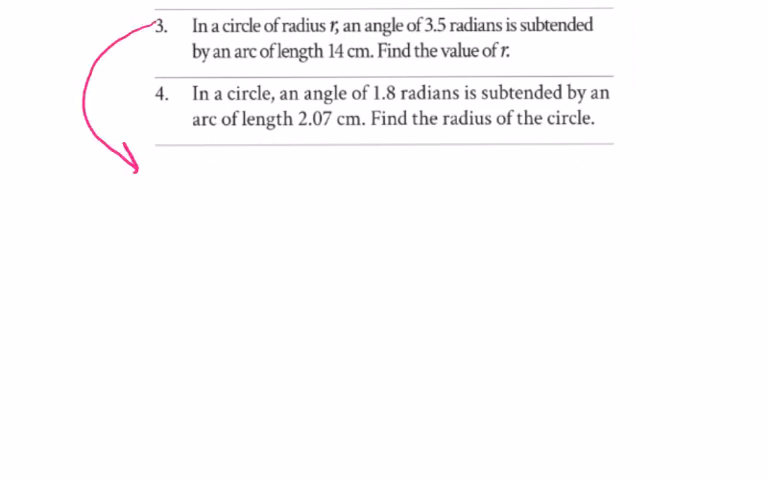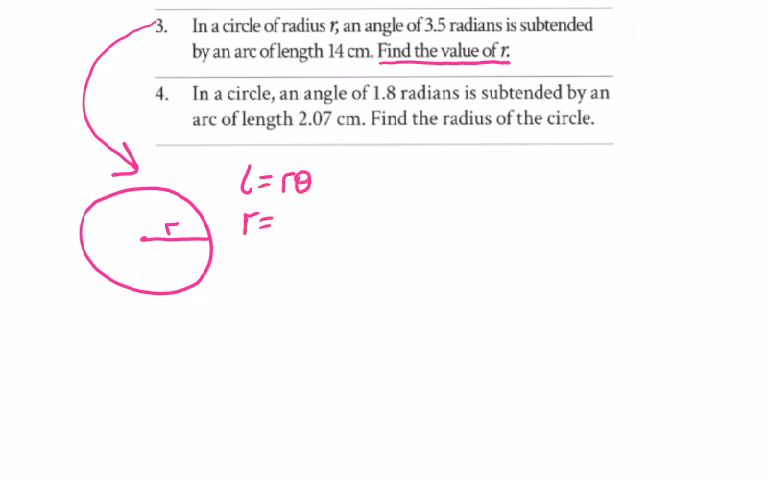Question 3, we have a circle of radius r. We're looking for the value of r. The length of the arc is equal to r theta. So r is equal to the length of the arc divided by theta in radians. So we have an angle of 3.5 radians, and we have the length of the arc is 14. 14 divided by 3.5 is going to give me a radius of 4 centimeters.